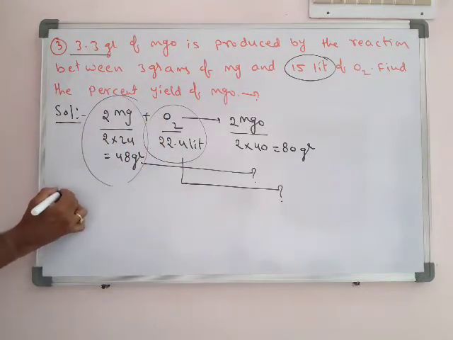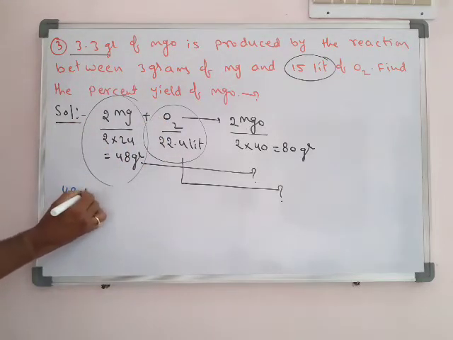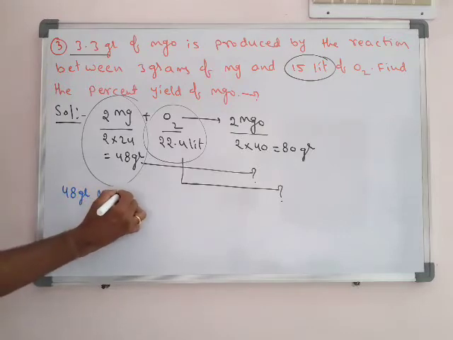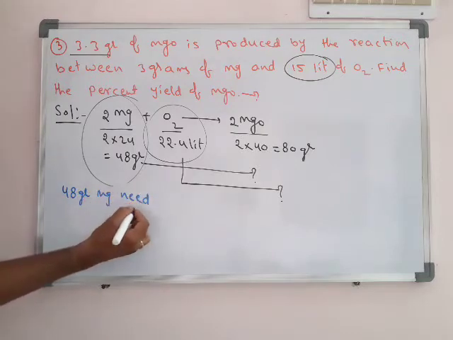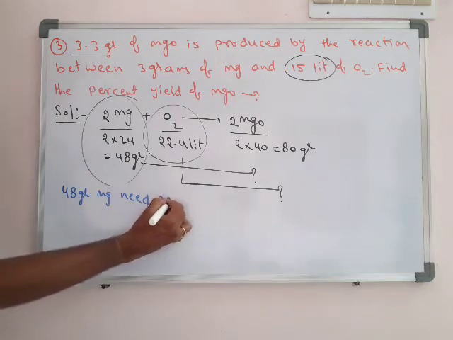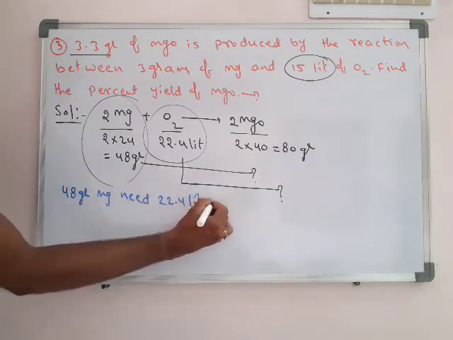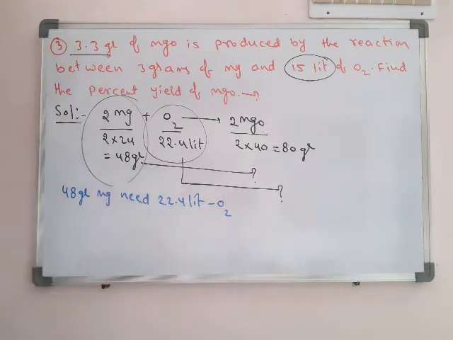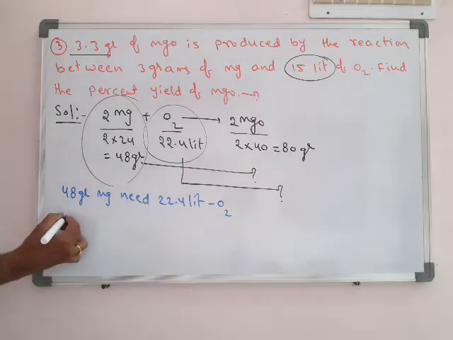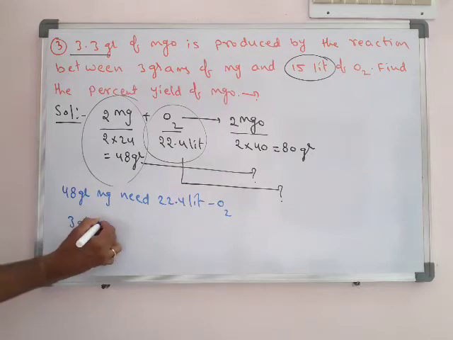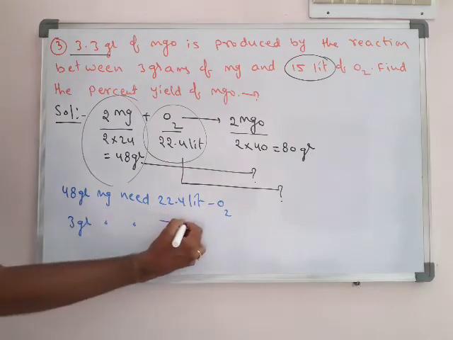We know that 48 grams of magnesium need to react with how much oxygen? 22.4 liters of oxygen required. Here in the problem, 3 grams of magnesium participated. So 3 grams of magnesium need how much oxygen?